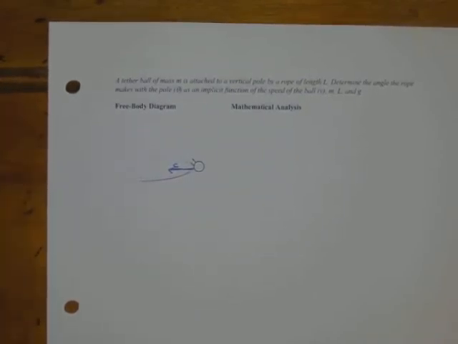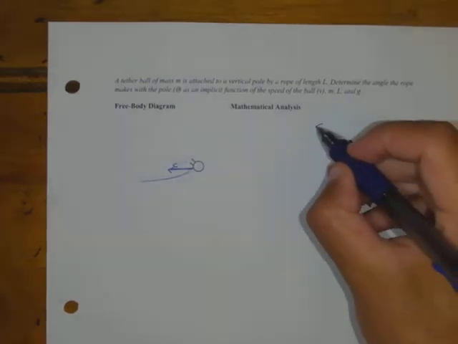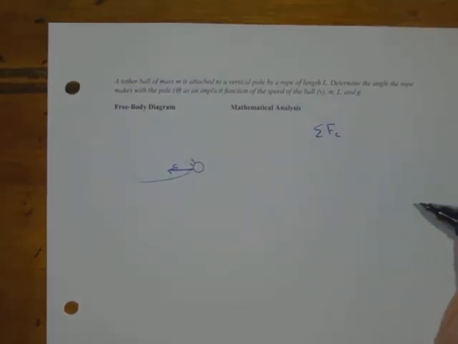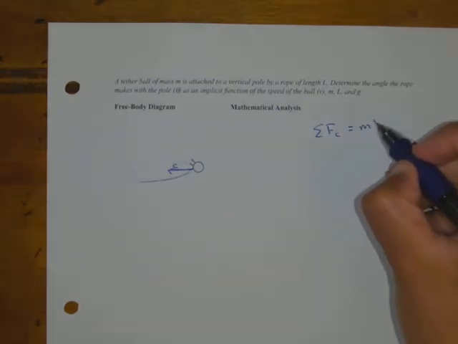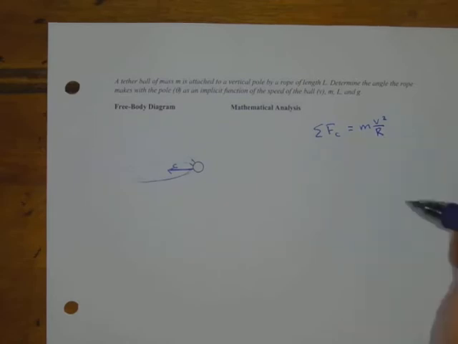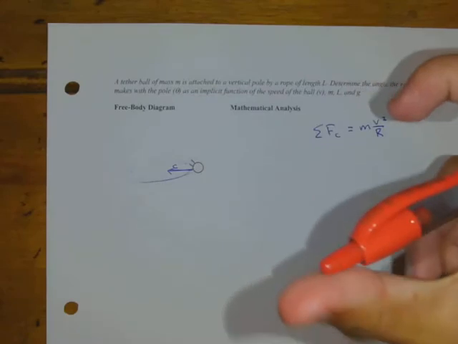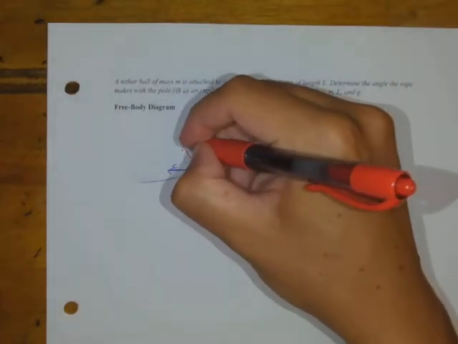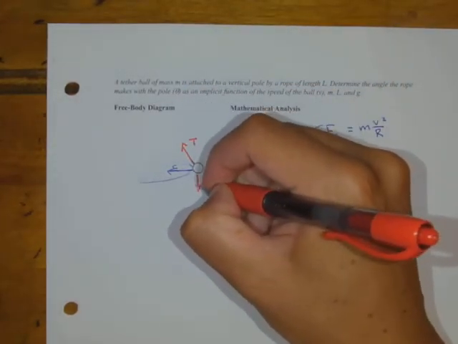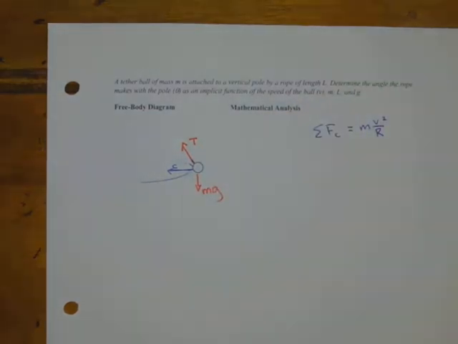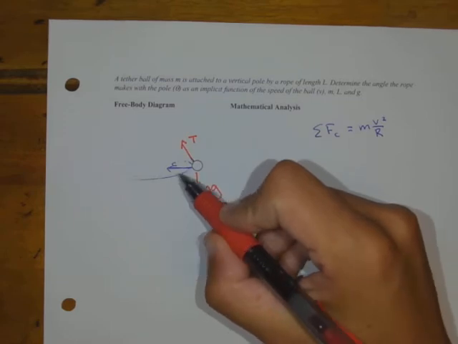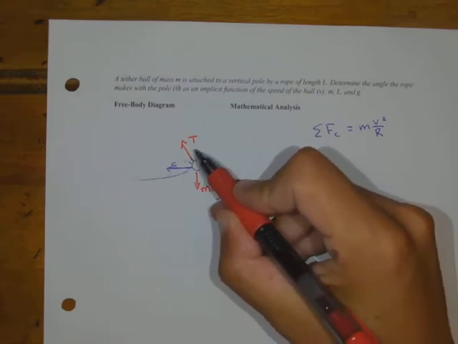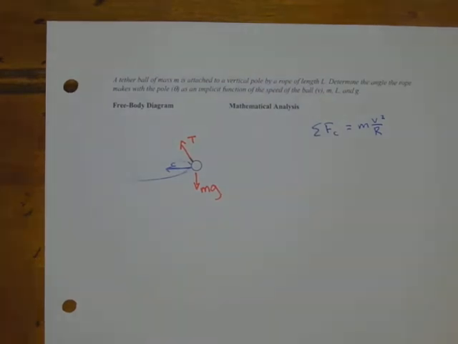Okay, so we're looking for the angle, and I know if I sum up the forces acting in towards the center of the circle, which is pointed this way, this is equal to mv squared over r. I have the tension, which is acting along the rope, and I have mg, which is acting downwards. There is no component of the force of gravity which is acting in the radial direction. I do have to break the force of tension down into components.